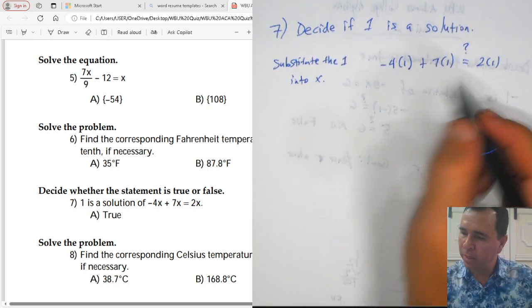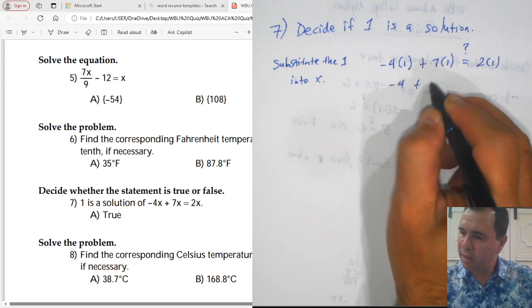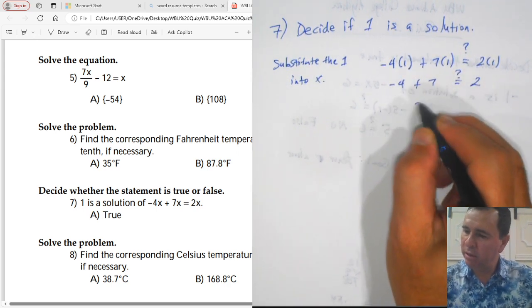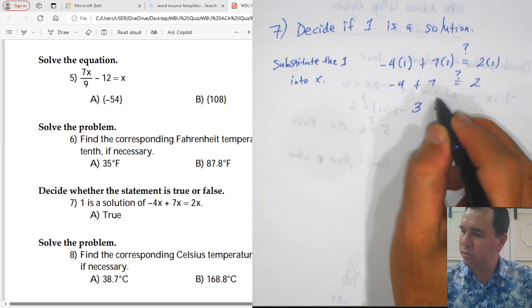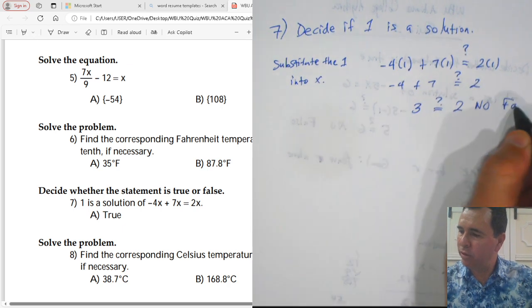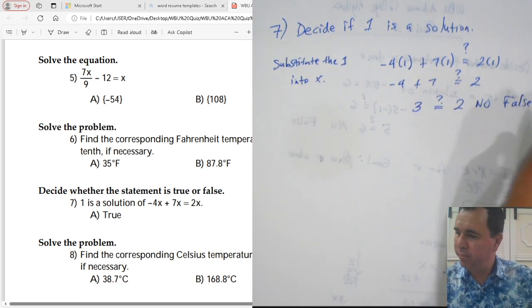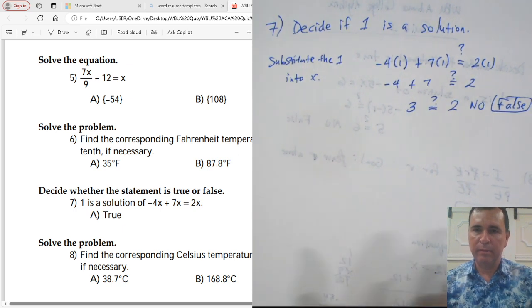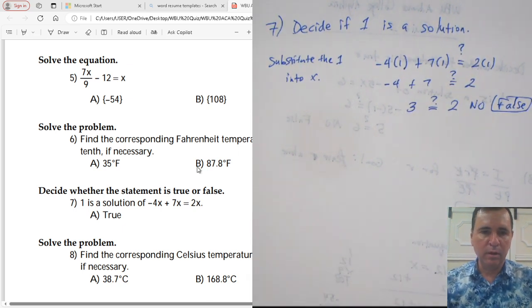Let's find out. We got negative 4 plus 7, is that equal to 2? Well, that's going to be a 3. Is that equal to 2? And this is a no, so the answer is false. Okay, you get to do number 8. I'll do number 9.